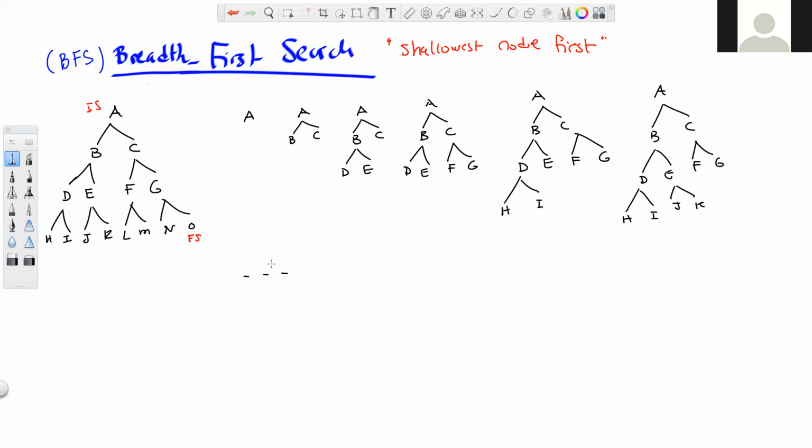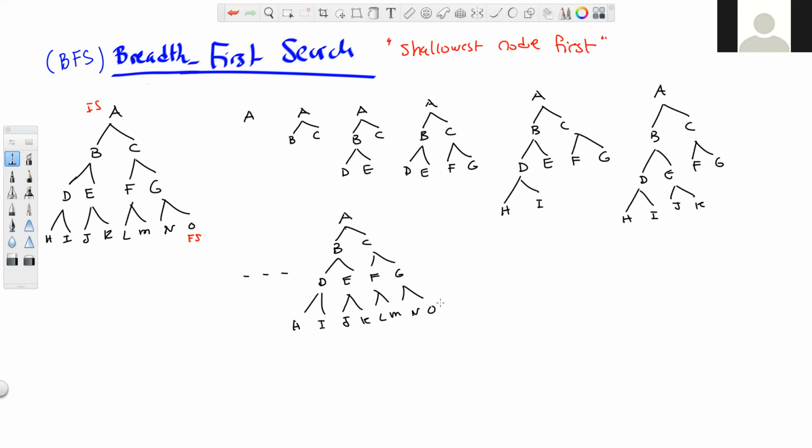And at some point, I'm missing a couple of steps. You're going to get to the point where you have the following situation in memory. All right. We have basically D, E, and F, and G. And then basically H, I, J, K, and L, M, and O. I'm going to get to this point.